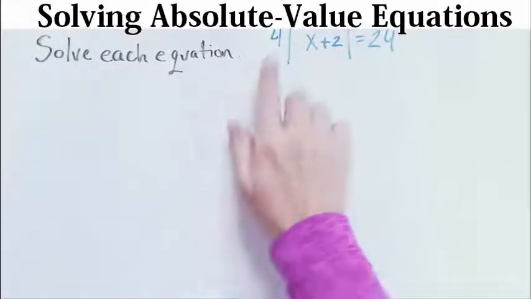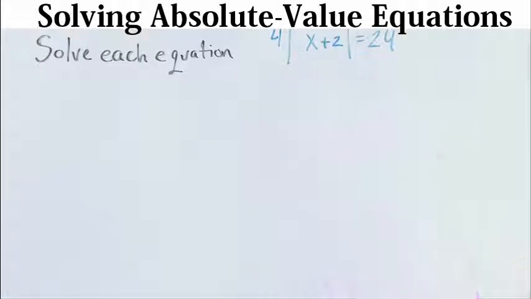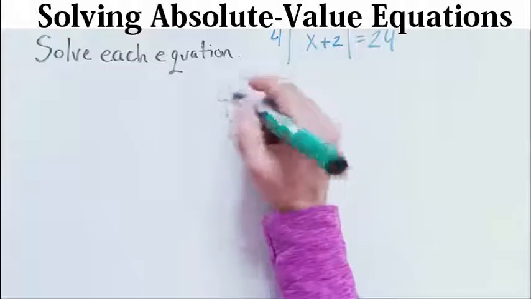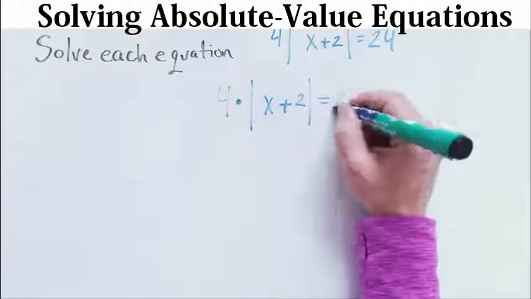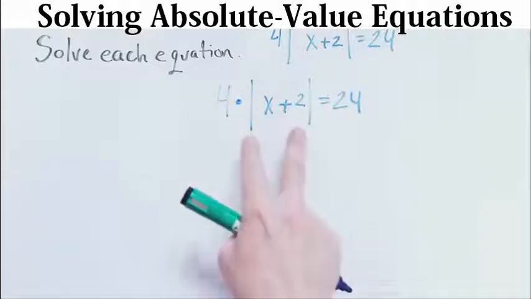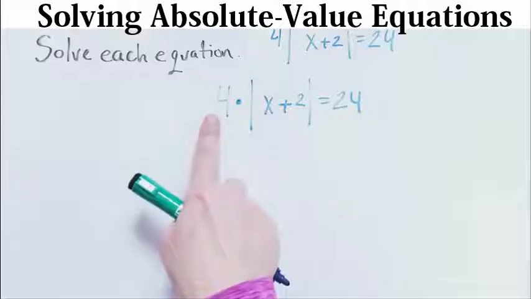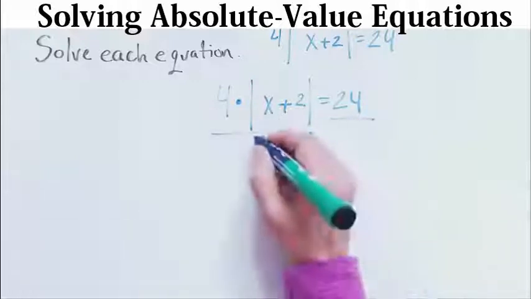Now we have the problem 4 times the absolute value of x plus 2 equals 24. To write this out so we can see it a little more clearly, it's 4 times the absolute value of x plus 2 equals 24. We're looking for 4 times what number would give me 24. So I want to know what this is. I want to undo 4 times, so I'm going to go ahead and divide both sides by 4.